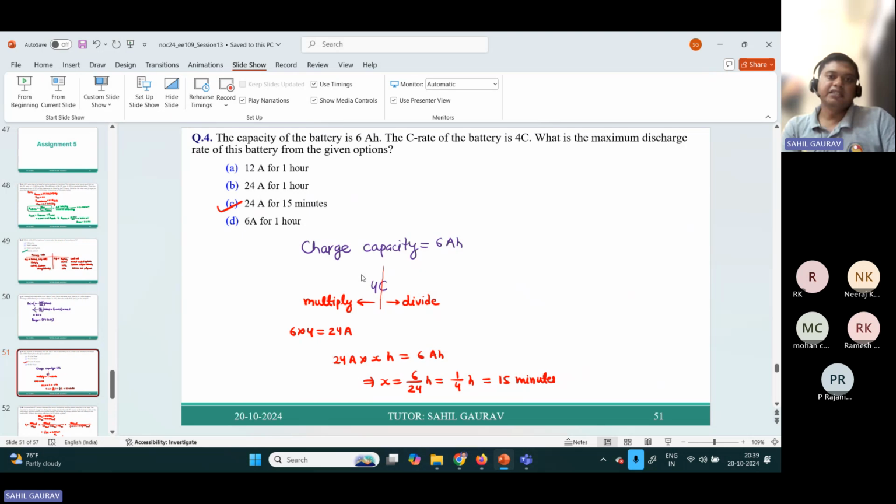The capacity of the battery is 6 ampere hour. The C rate of the battery is 4C. What is the maximum discharge rate of the battery from the given options?